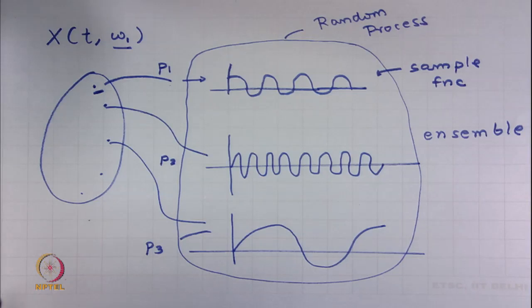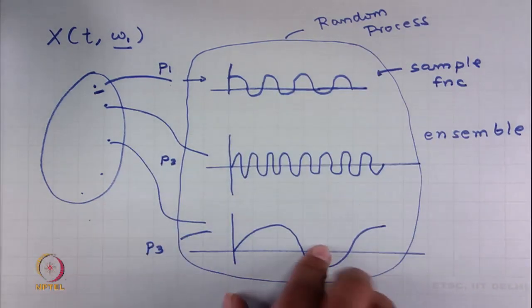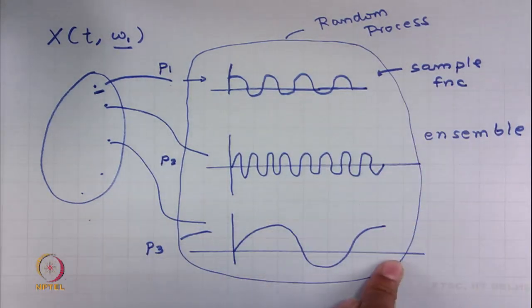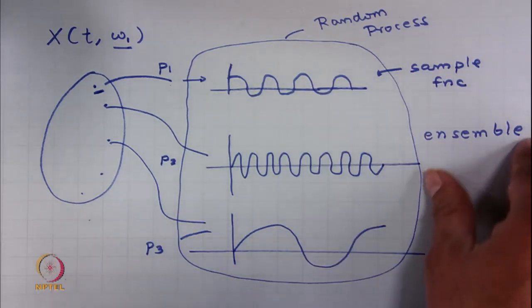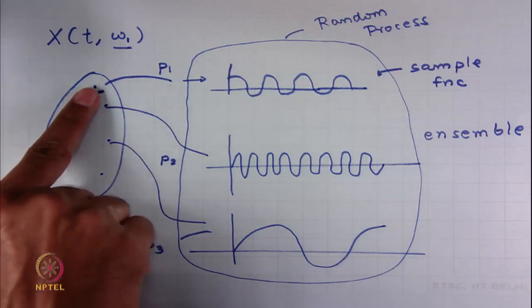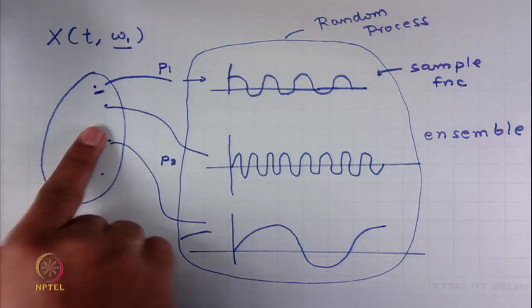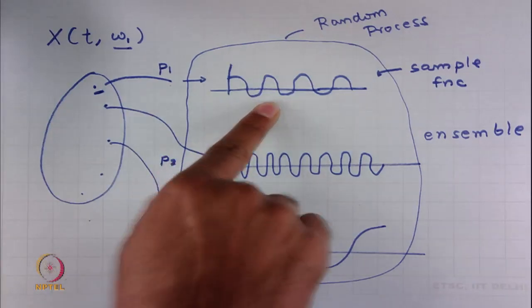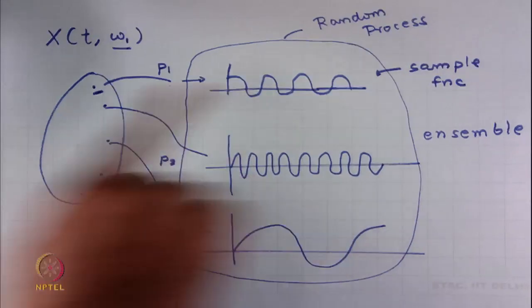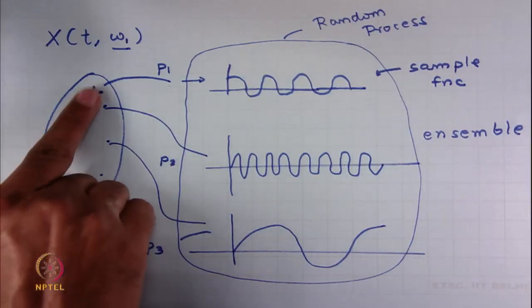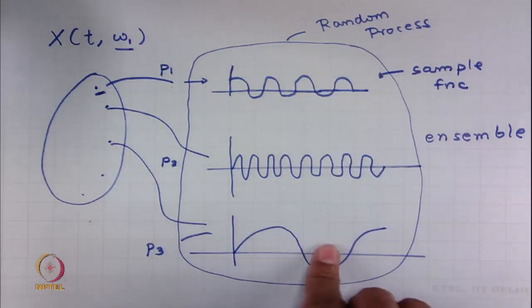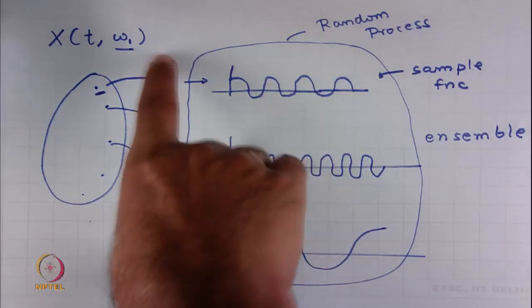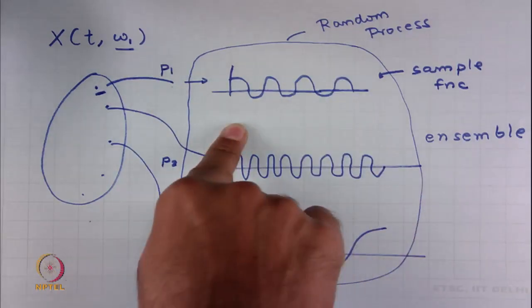So, what I have said is a random process consists of a family of sample functions. This family of sample functions is known as ensemble, and then I should also tell you the probability that this sample function might occur. The probability of this sample function to occur is the same as the probability of this outcome to occur. So, you have a probability for each sample function, and then it tells me everything about the random process.